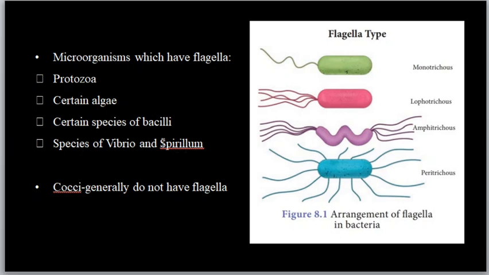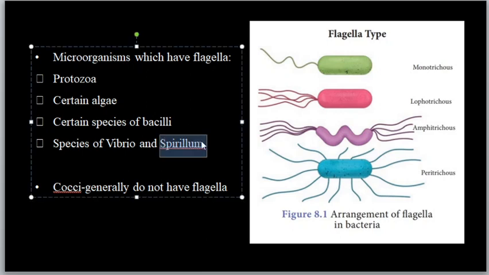On the other hand, you have also your Spirillum. When you say Spirillum class, its shape is spiral. For example, ito. This one is a Spirillum. Spiral or corkscrew-like appearance. Okay, spiral. So, gram-negative bacteria din yan siya. So, these two contain flagella.